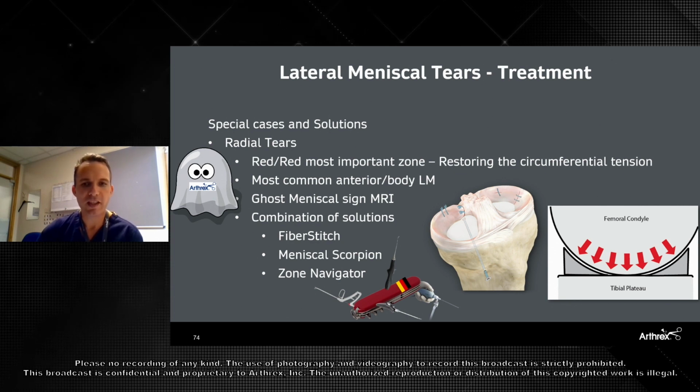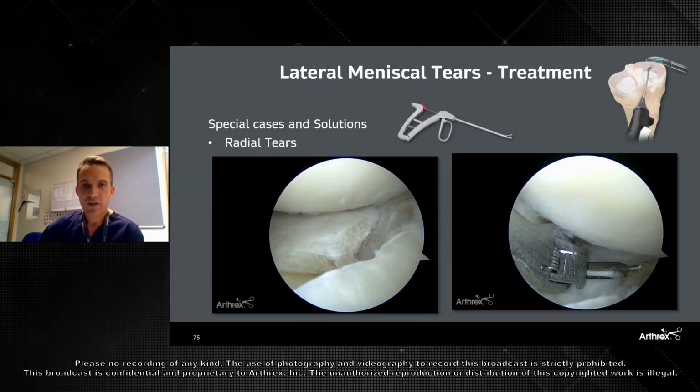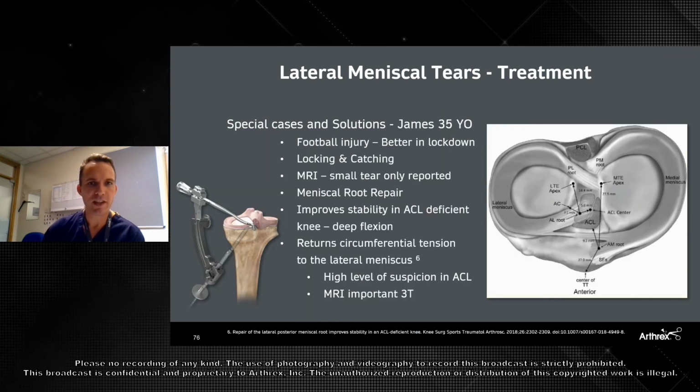It's also really important to understand how many millimeters your slices on your scans are, and if it's not a high resolution MRI scan and there's big gaps between the slices, then you have the potential to miss some of these tears. And this is just a picture illustrating a radial tear and using the meniscal scorpion to aid that. It's something that wouldn't be possible otherwise arthroscopically if we didn't have tools like that.